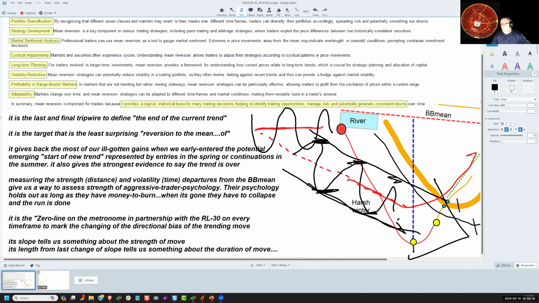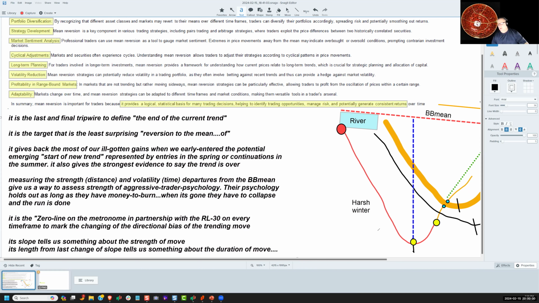That will be a slower turn because it's slow compared to the RL30, which would then go like this and start leading it. The RL30 turns faster and is more volatile. So you can watch what's going on in the market for turning points based on the relationship between the Bollinger Band mean and the turning points in the RL30.